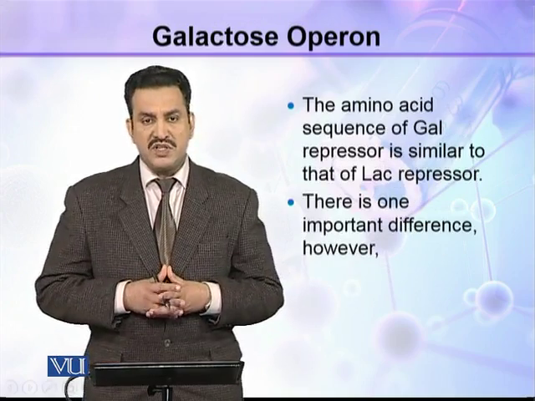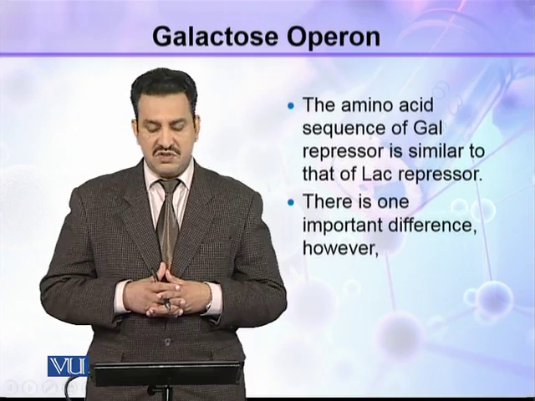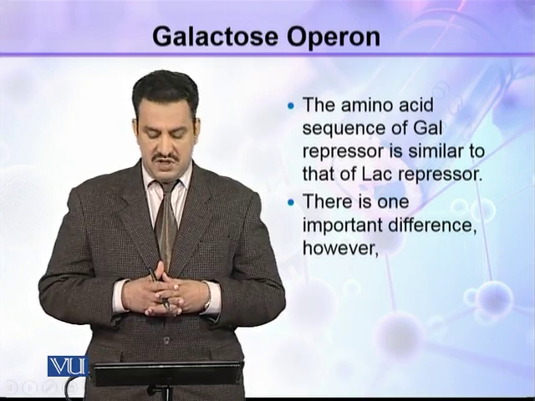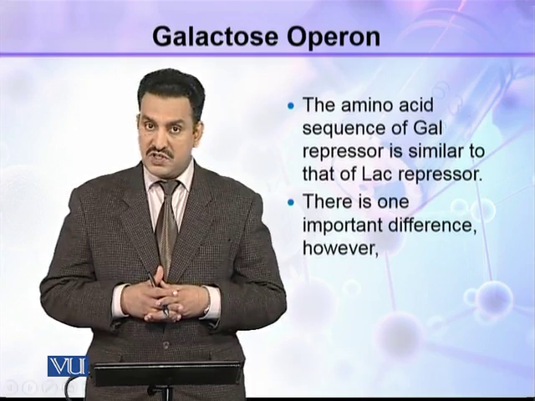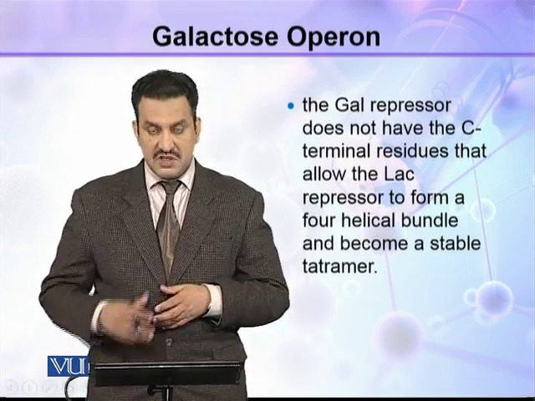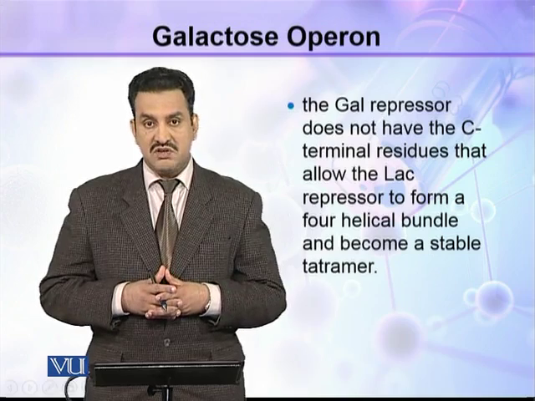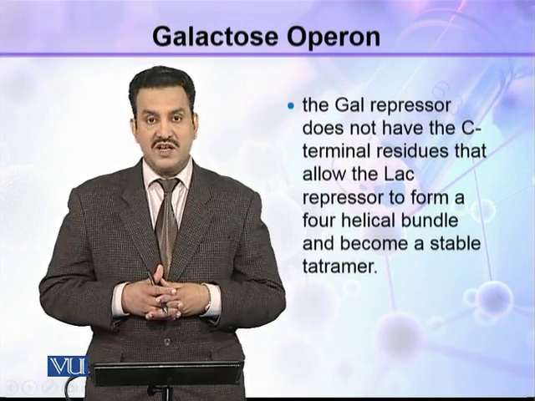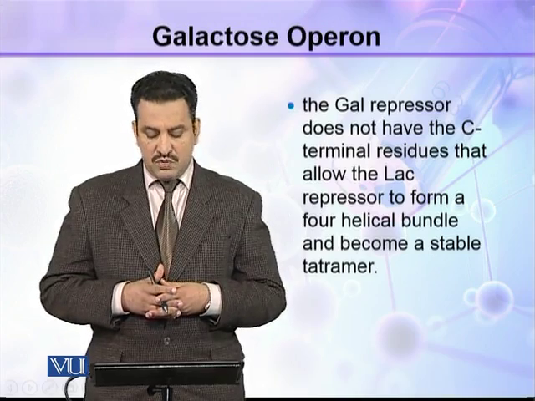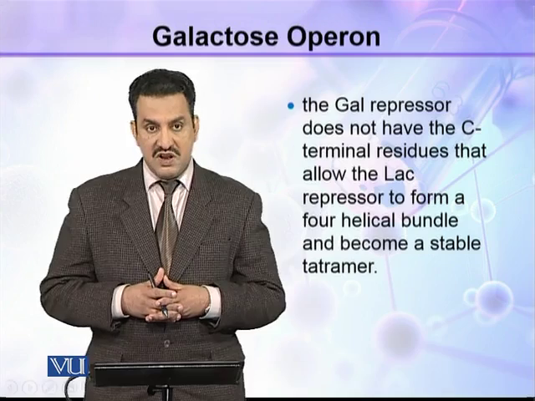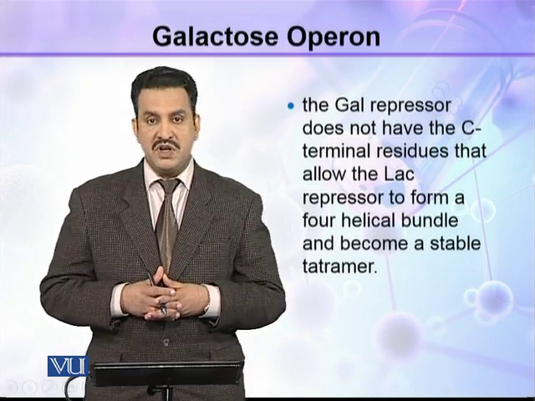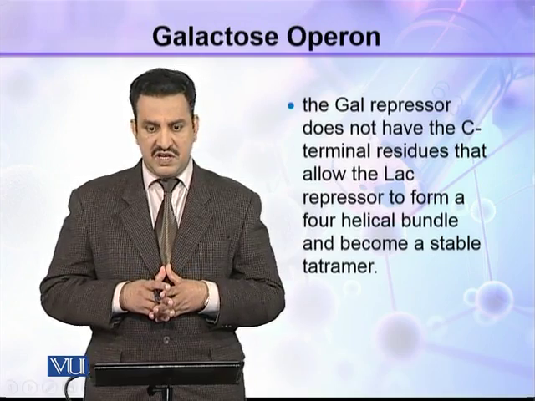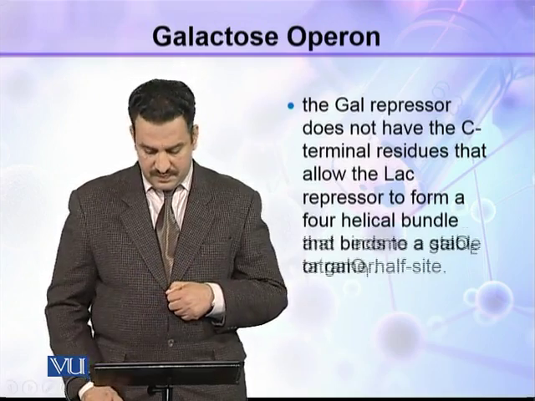The amino acid sequence of the GAL repressor is similar to that of the LAC repressor. There is one important difference, however, and that difference is the GAL repressor doesn't have the C-terminal residues that allow the LAC repressor to form a 4 helical bundle and become a stable tetramer. So this is the difference between the GAL repressor and the LAC repressor.